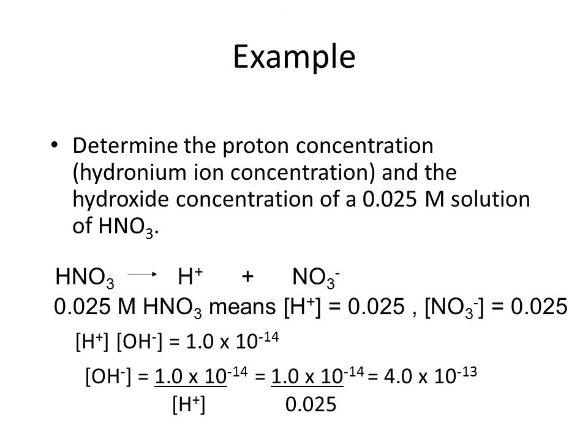0.025, and put in my calculator 1 EE negative 14 divided by 0.025, and I will get 4 times 10 to the minus 13. So that means when I have a 0.025 molar solution of nitric acid, I know what my proton concentration is, 0.025 molar, and I know what my hydroxide ion concentration is, 4 times 10 to the minus 13 molar.